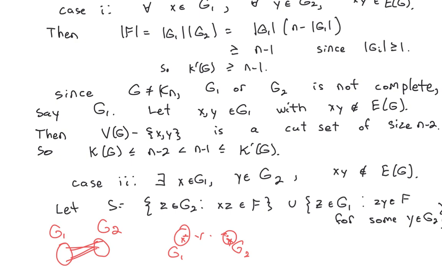And so again, the strategy is going to be to separate x from y. So we're going to define our cut set to consist of those vertices in G2 that have the property that they're part of an edge with the other endpoint being x. Similarly, we're going to add those vertices from G1 that are adjacent to y. So basically, it's the neighborhood of x and the neighborhood of y with respect to this cut set. So we need to show that this is a cut set, and we need to show that it has size less than the size of our edge cut.